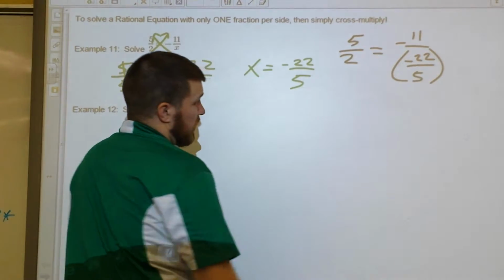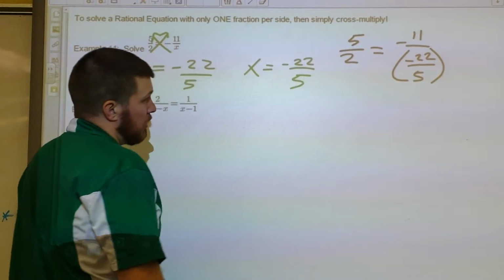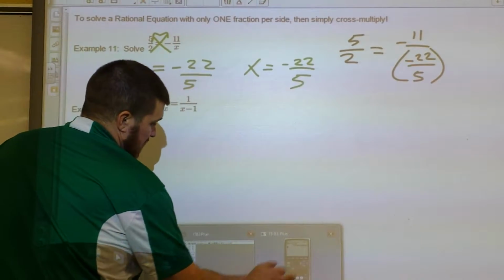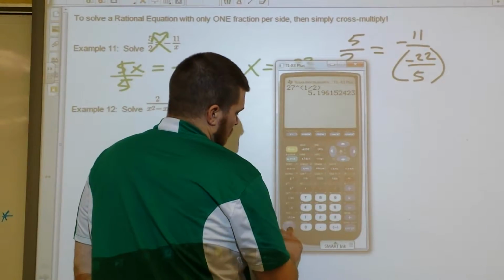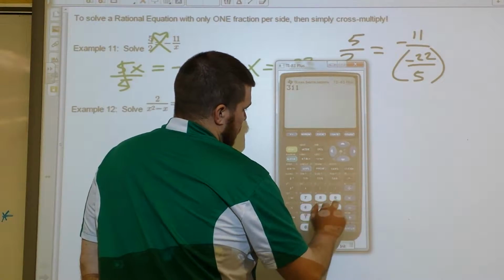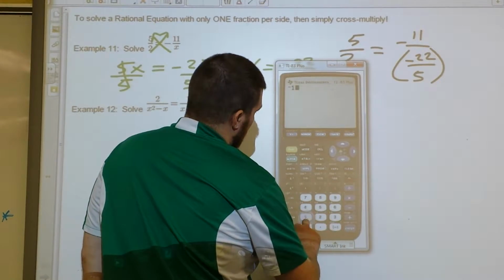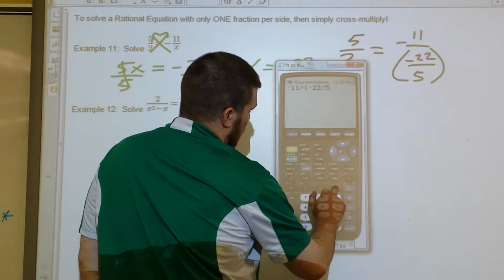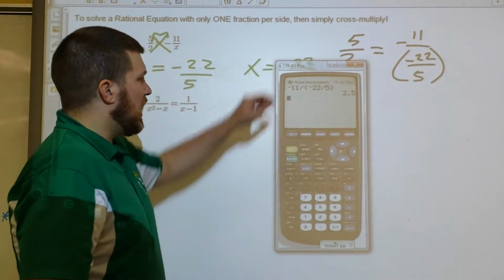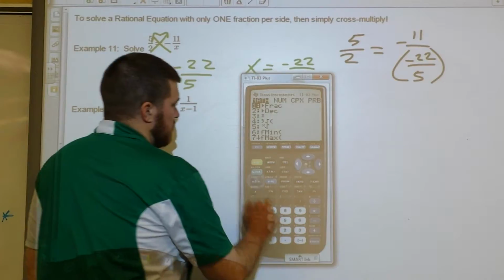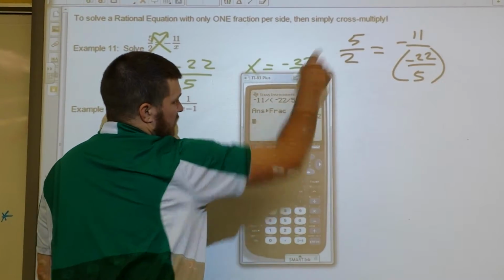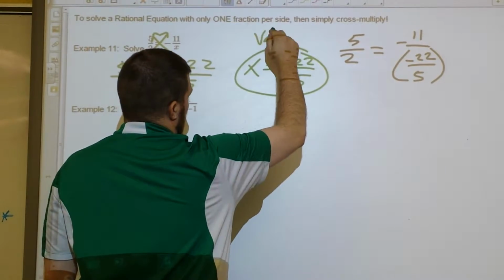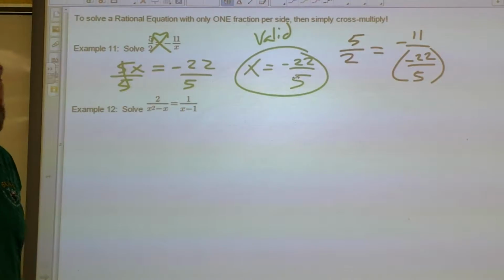I just want to make sure that I do end up with what I'm supposed to. Essentially, this thing here is supposed to become positive 5 halves. So I'm going to type that in my calculator exactly the way it looks, parentheses and everything. I have negative 11 divided by, parentheses, negative 22 divided by 5. And I get 2.5. Well, let's turn that into a fraction. And I get 5 halves. 5 halves equals 5 halves. So this is a valid solution. I got exactly what I was supposed to get, so it's not extraneous.